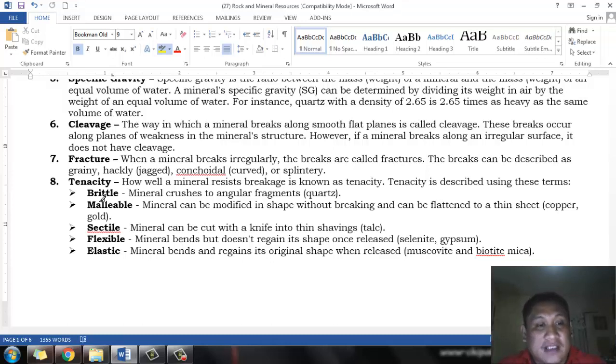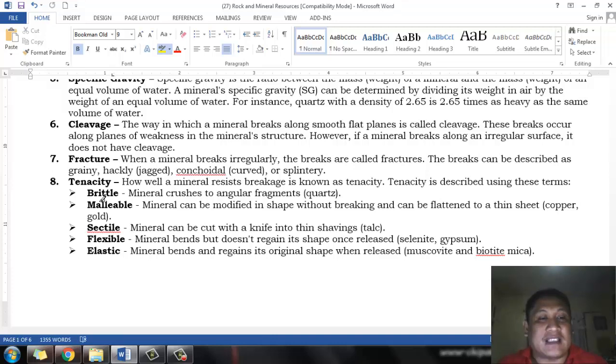And some minerals are flexible. Ma-bend. Pwede nimo siya i-bend, and mabalik na mo siya yung original shape. So, one example of flexible mineral is kaning selenite o gypsum. You can look into the picture of the selenite and gypsum in the internet. In the video that you have just watched, you have probably seen gypsum, no? It was shown in the video.